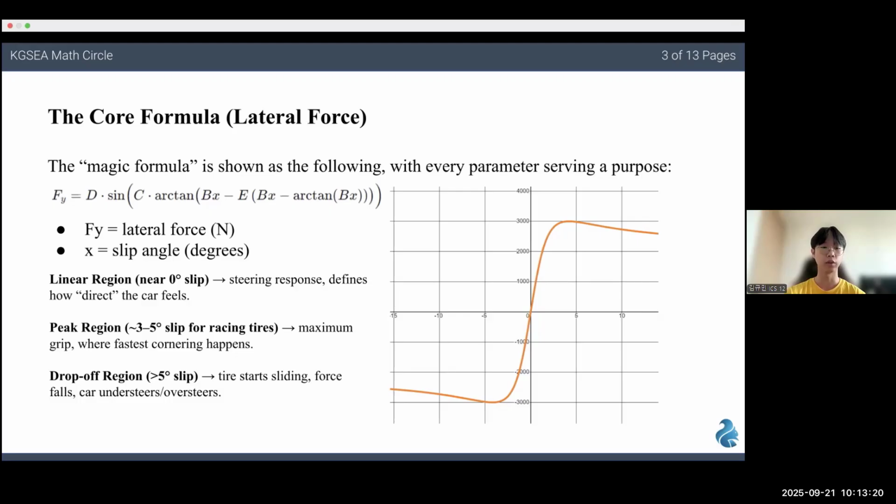After that linear region, we have the peak region, where the lateral force reaches its peak output at around 3 to 5 degrees slip angle for racing tires. Then after 5 degrees of slip, the tire force starts to decrease, which results in the tires starting to slide and the lateral force falling, and the car either understeers or oversteers, meaning the car doesn't turn enough, or the car turns too much and spins out.